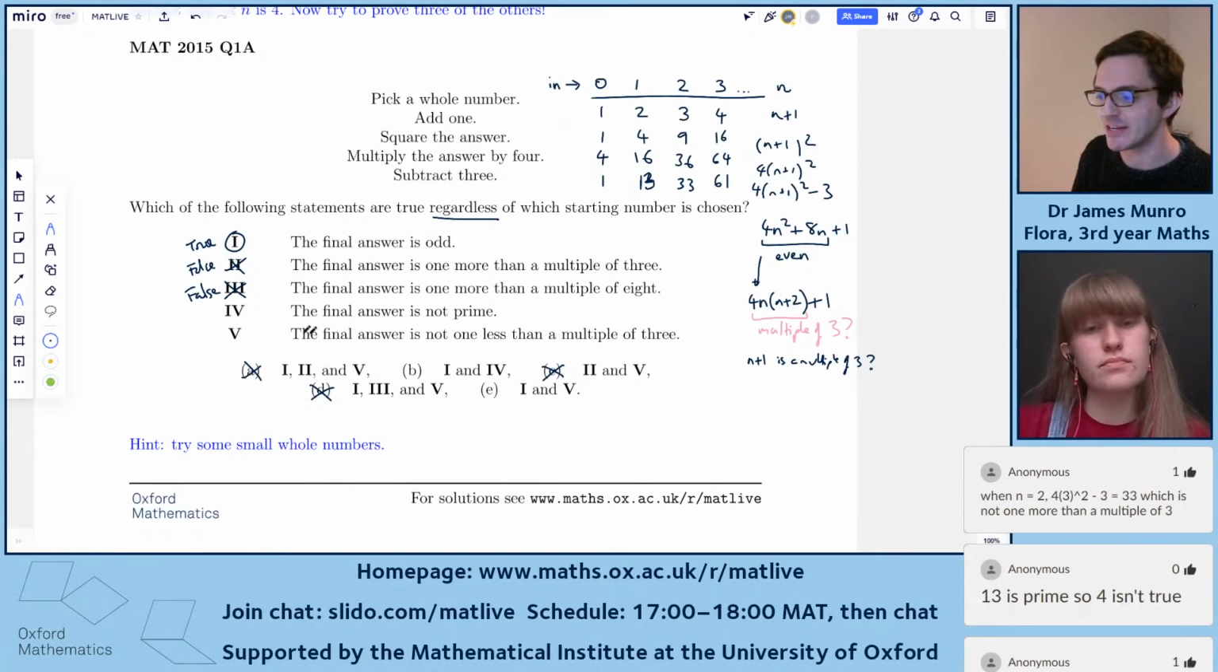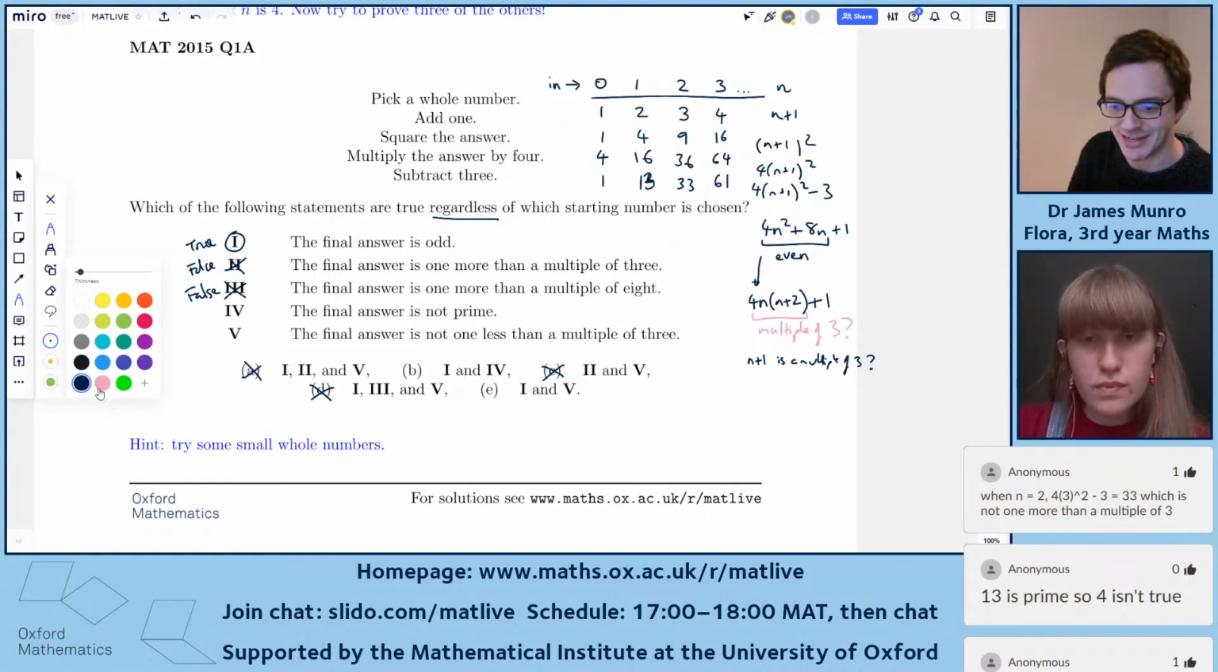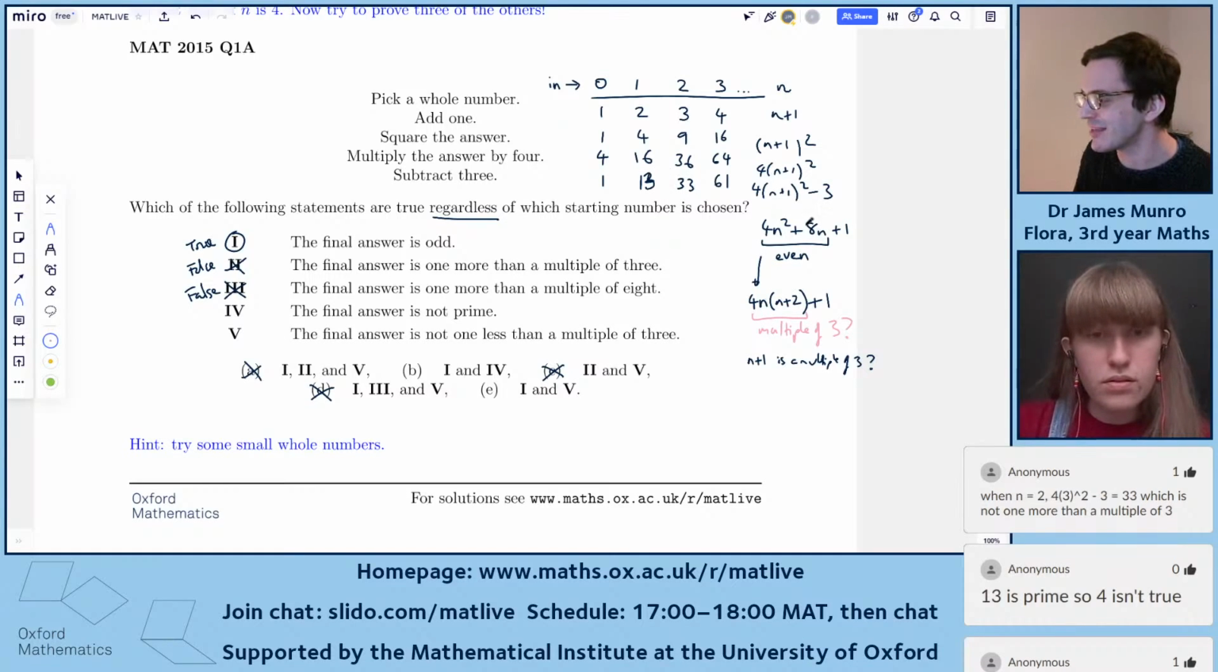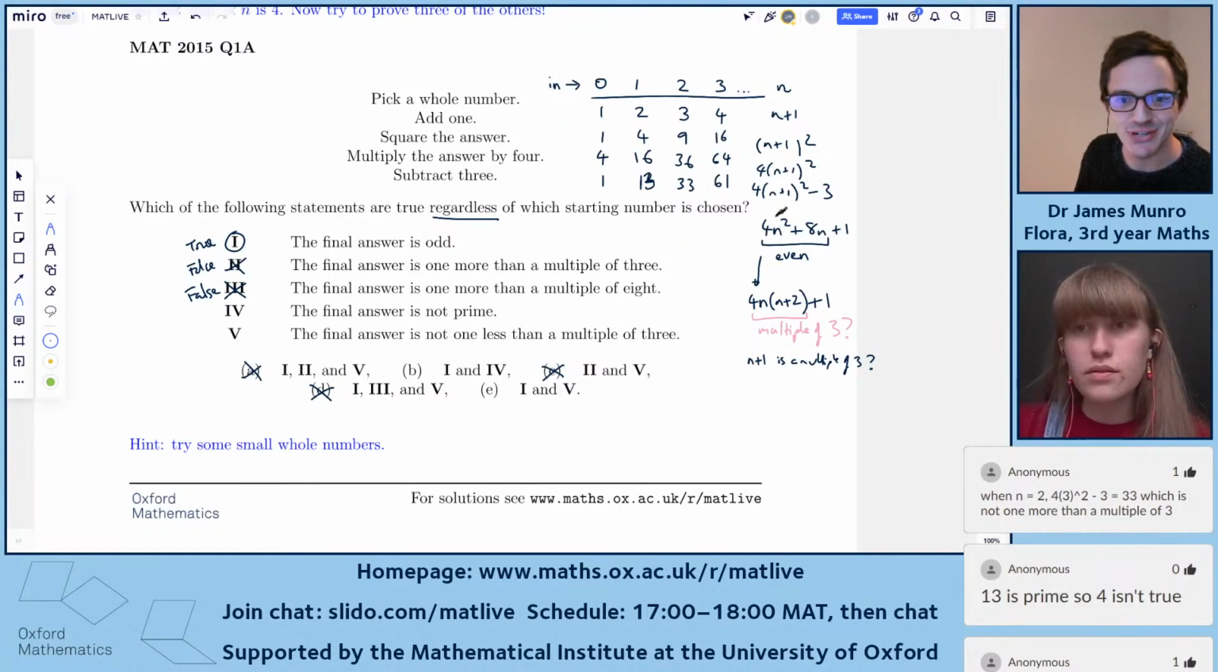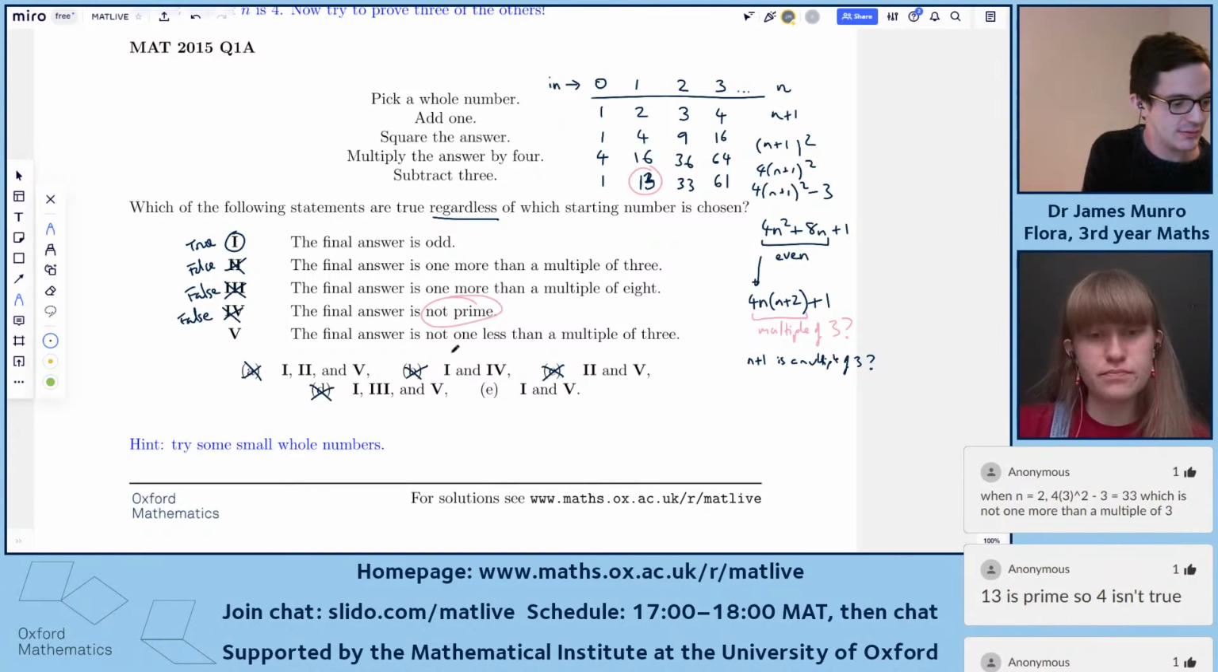Apparently, exactly one of these facts is true. Wait, hang on. So this 4 thing, the final answer is not prime. Isn't that just false because we got the number 13 out for one of them? Hang on, have we accidentally done enough work for this one? I don't really want to think about whether this expression is prime or not. Seems really tricky. But hang on a minute, we got the number 13, and this says not prime. So I think this is false. Which eliminates B. So I'm left with option E.